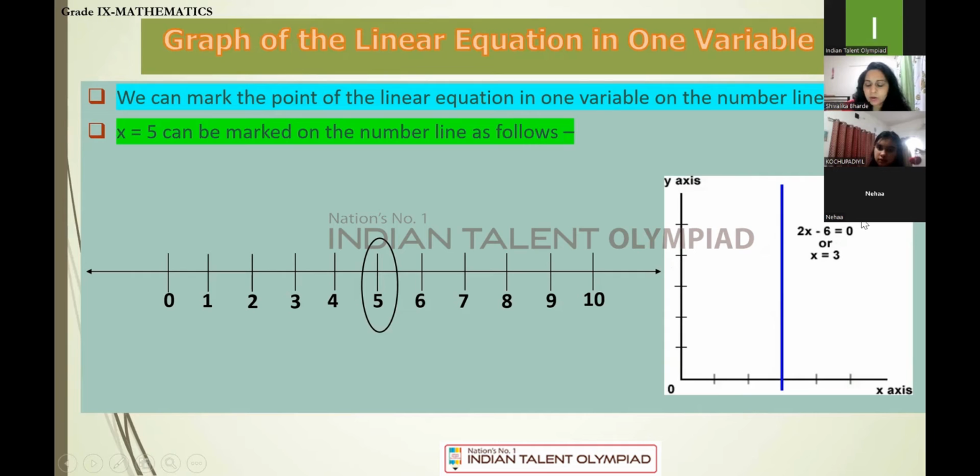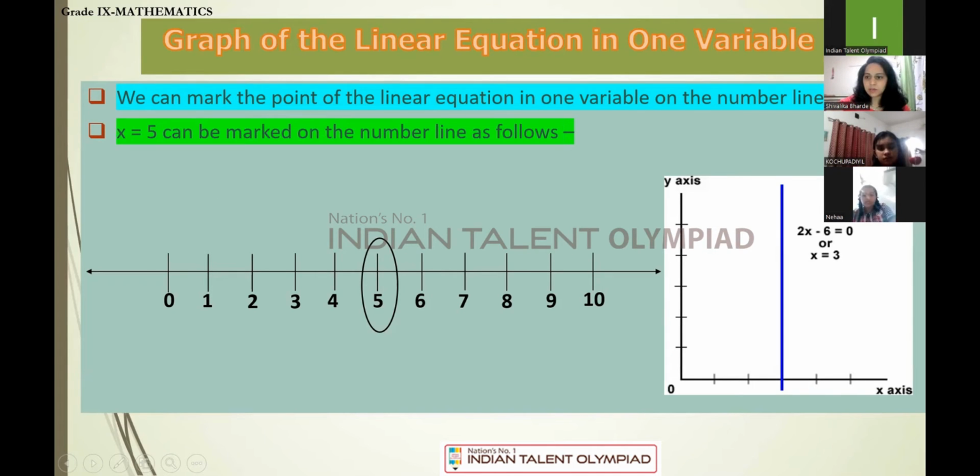Or see, there is one more example, 2x minus 6 is equal to 0. This is again a linear equation of one variable. So we can put this as a point on a number line, and we can put it as a graphical representation as a straight line also. So simply, you can say any equation where x is given is parallel to the y axis.